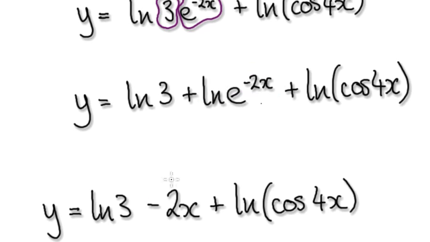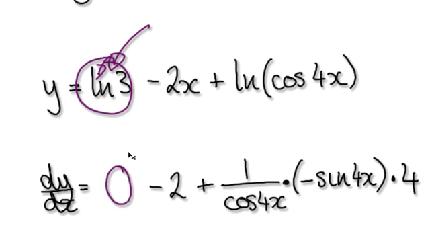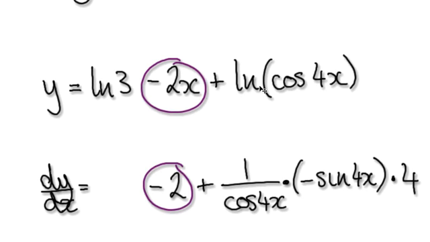Okay, and then differentiate. Remember, this here is just a number. This here is a constant. It's a number that doesn't change. So when you differentiate it with respect to x, well, it's just a number here. So it's really nothing. Okay. And then this one here will become negative 2.